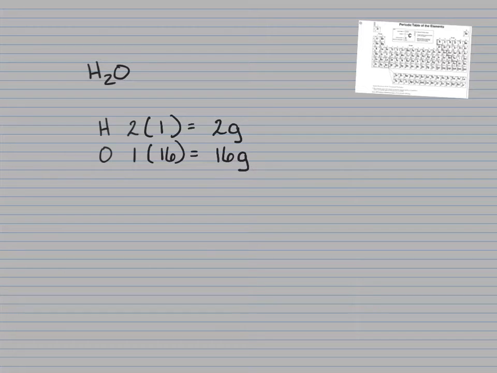Let's put an equal sign there. And then we can add these together, 2 plus 16, and we can say that we have 18 grams per mole. We don't know what a mole is yet, but a mole is a unit that we use in chemistry that represents a group of water molecules. And we can say we have 18 grams every time we have 1 mole of water. That is our gram formula mass. This number right here is gram formula mass.